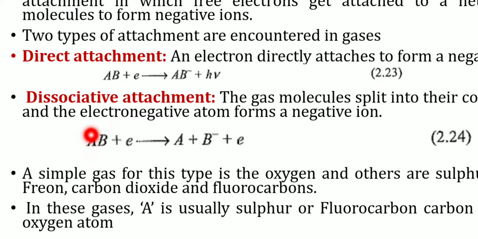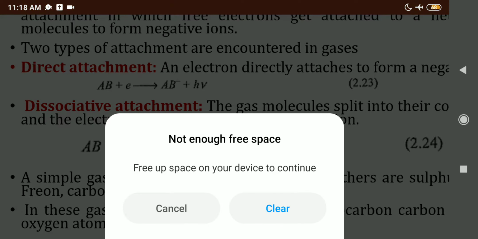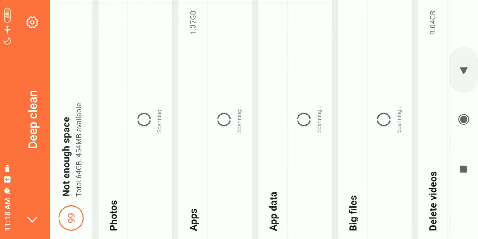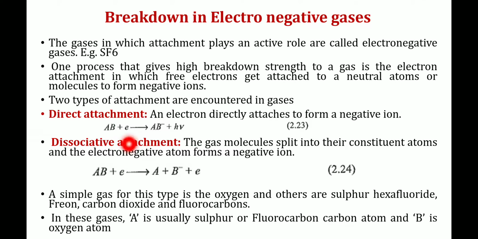So what is that atom that we had represented? A means I had taken it as a sulfur or the carbon atom, and B is nothing but the oxygen atom here. Is it right? So now, when this sulfur and oxygen molecule is attached with the electrons, the gas molecules split into their constituent atoms. How had we represented this here? These gaseous molecules are going to be split into their constituent atoms.